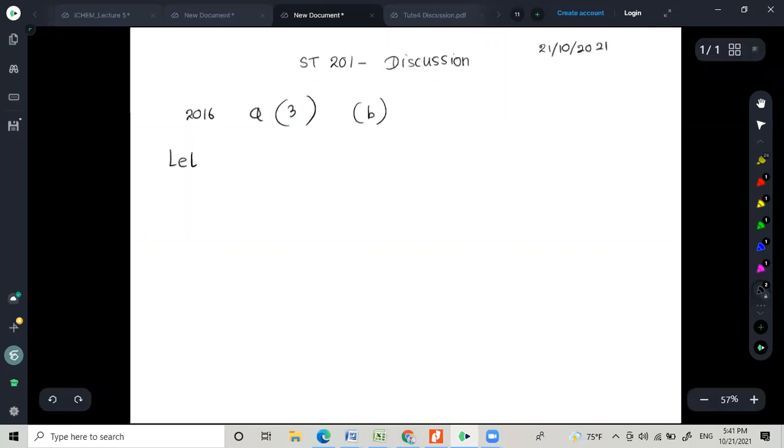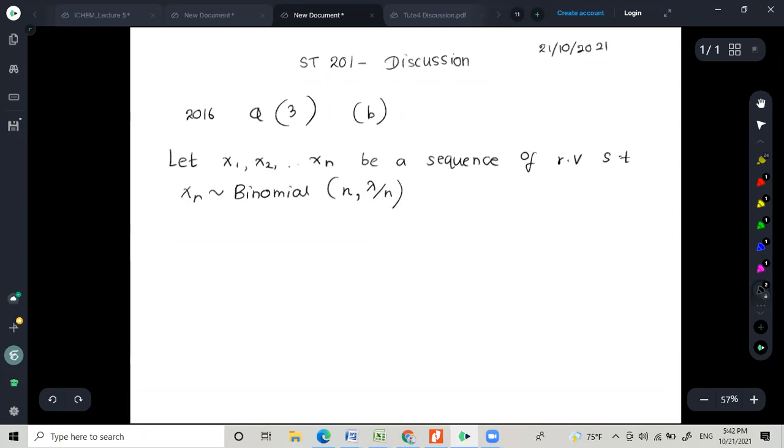So we have a sequence of x1, x2 up to xn, a sequence of random variables such that this sequence follows a binomial distribution with the parameters number of trials n, probability of success lambda over n. Okay, so this n is greater than lambda and lambda is greater than 0, and this is a constant.